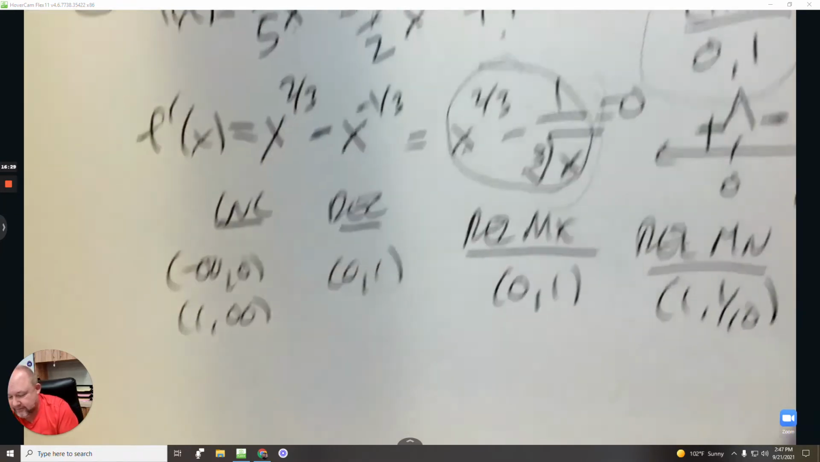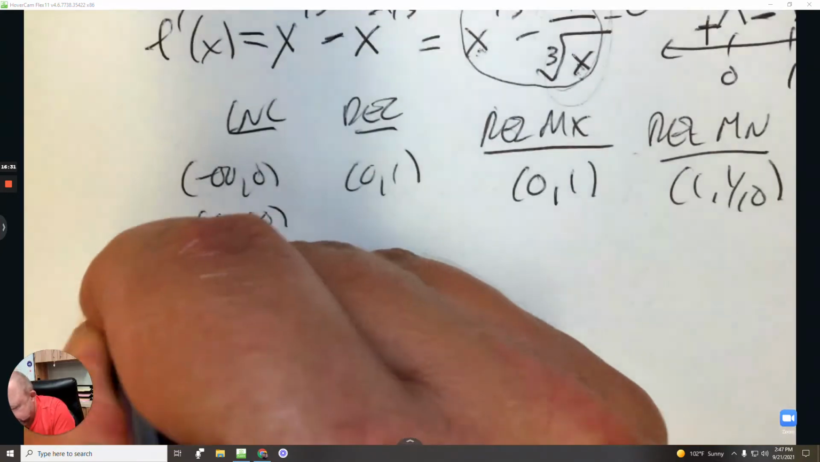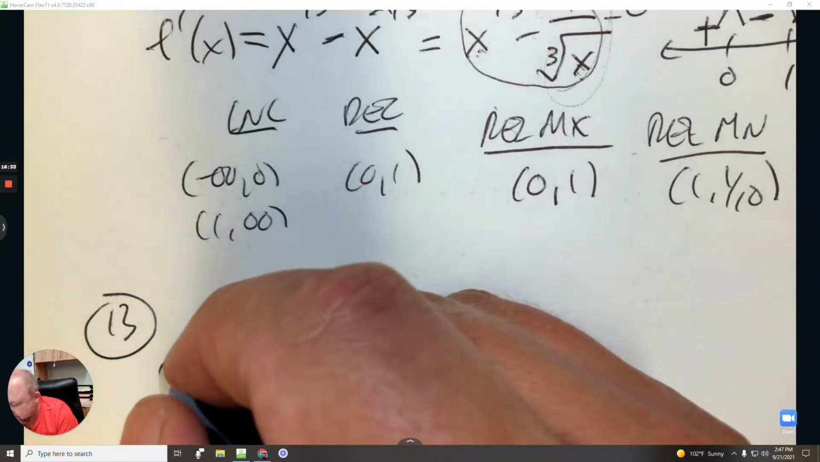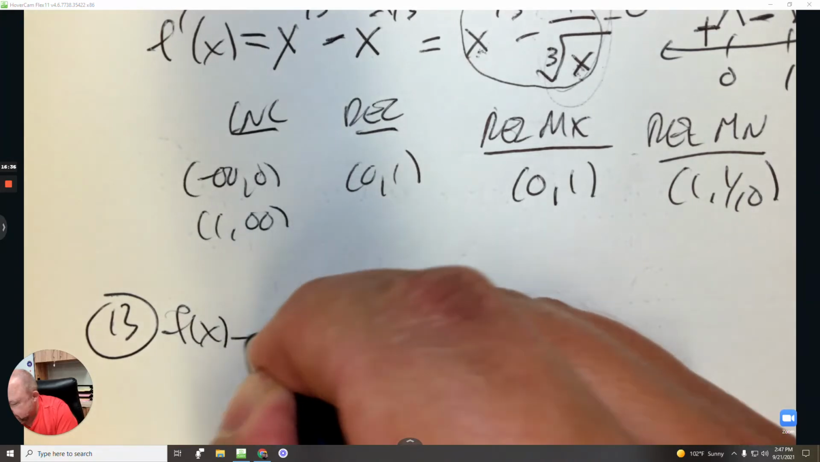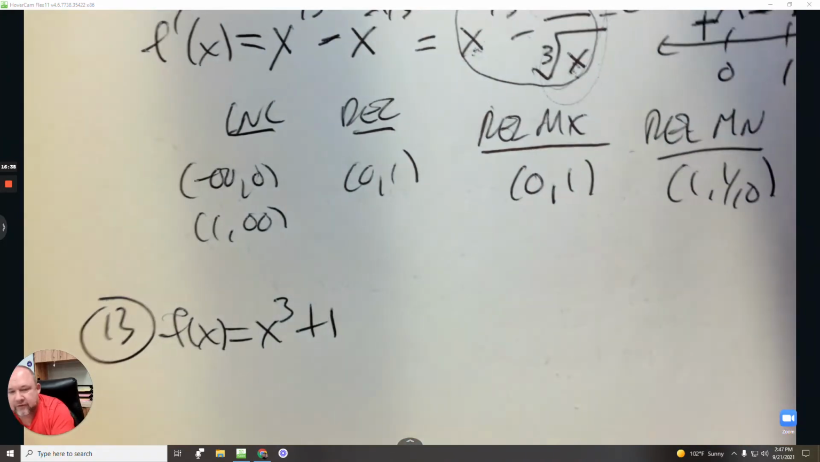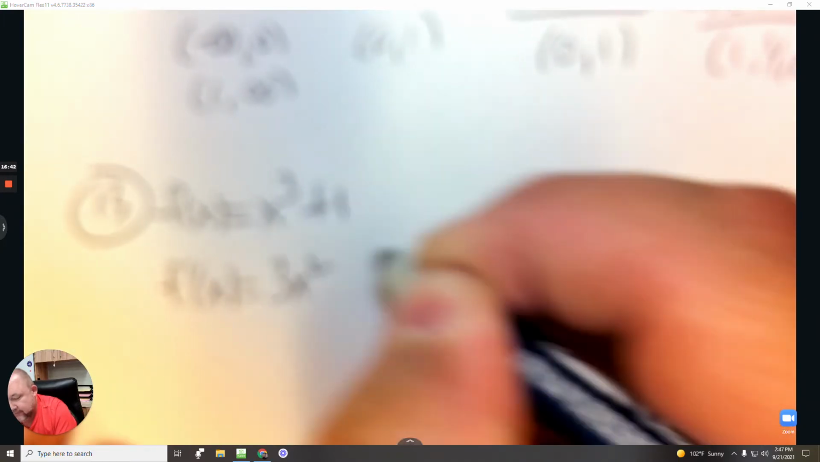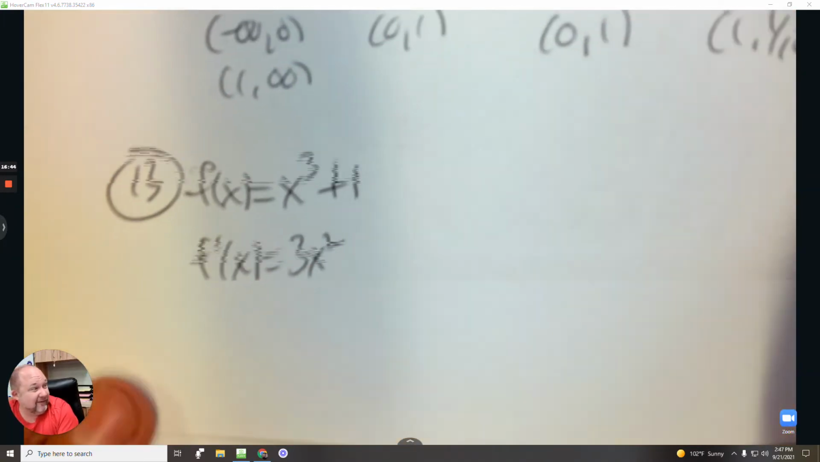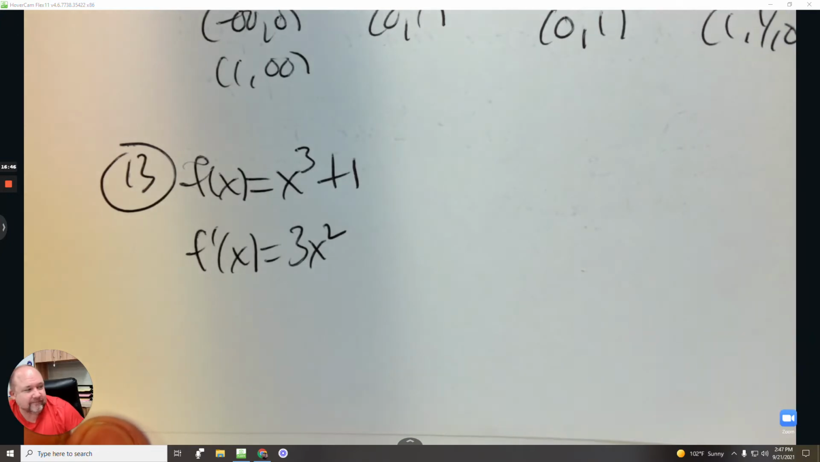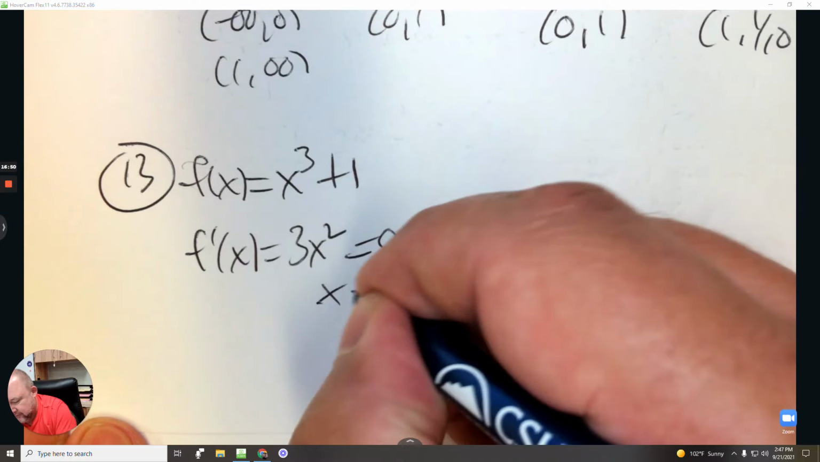All right, number 13. This is good calculus. Step 1 is to take the derivative. Make sure I did it right. I think I did. Step 2 is to make it equal to 0. So the only answer for x is 0.